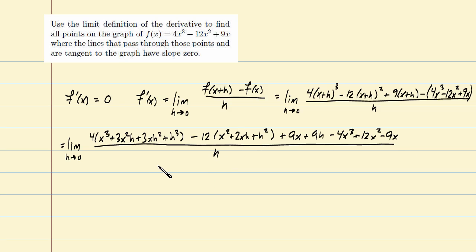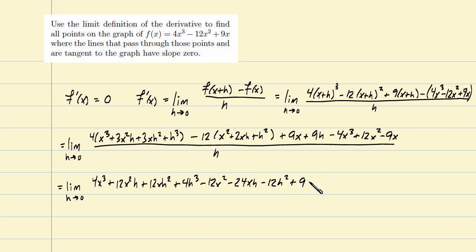Again, we're trying to get this numerator in factored form, or at least see a factor of h in the numerator so we can cancel it off. We still need to simplify further. We can do this distribution of 4 and 12 here and see what happens. So we have the limit as h goes to 0 of 4x cubed plus 12x squared h plus 12x h squared plus 4h cubed minus 12x squared minus 24xh minus 12h squared, and then all of this.